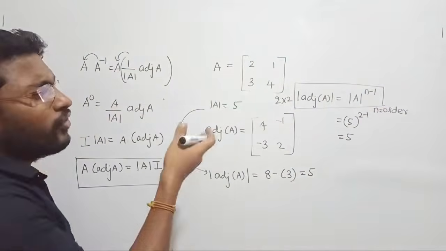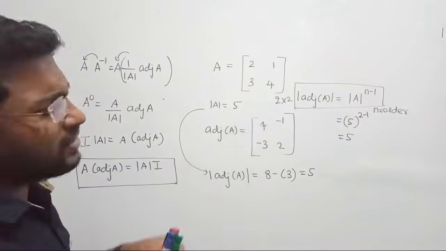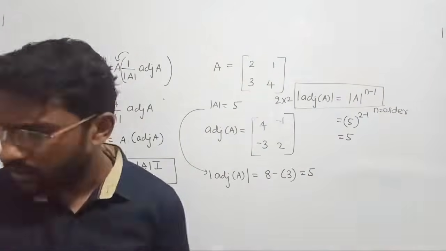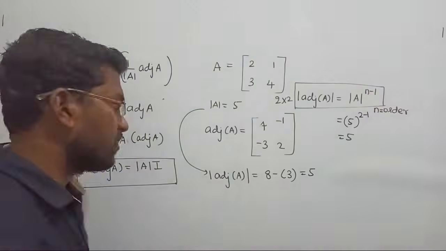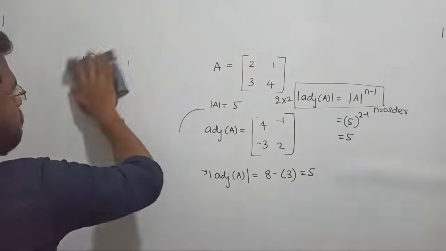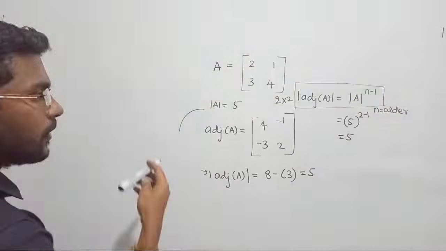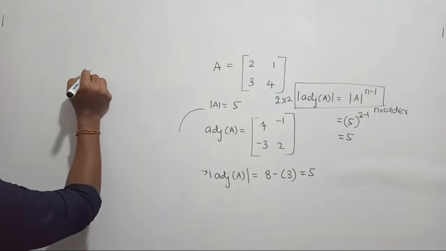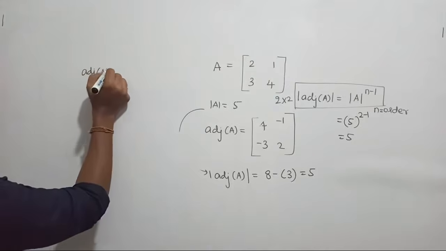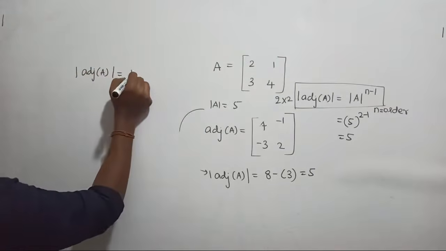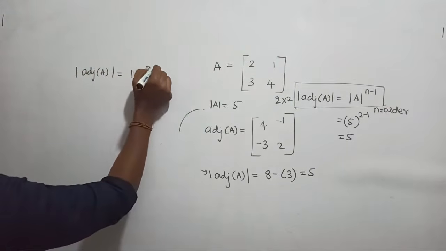Anyway, I can also prove it with the help of a 3 cross 3 matrix. Understood these things, that is enough. Don't waste our time, right? After that, we are going to get the same result. So let me run this one. Yeah. So the next conclusion is, we understood that the determinant of adjoint of A should be equal to determinant of A to the power of n minus 1.